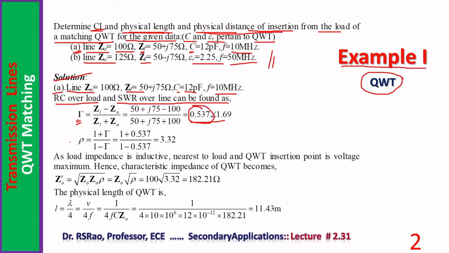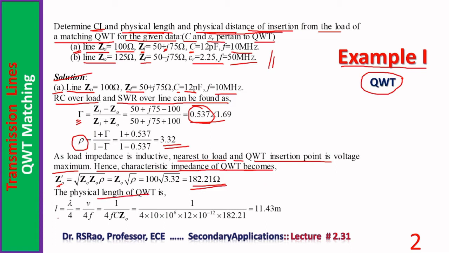From the magnitude, one can find rho equals 1 plus gamma by 1 minus gamma. It comes out 3.32. How do we know the load impedance is inductive? Because it is plus. Load impedance is given, it is plus, therefore it is inductive. As load impedance is inductive, the point nearest to the load for QWT insertion is a voltage maximum. Hence, the characteristic impedance of the QWT, Z0 prime, is the square root of Z0 rho, so it is Z0 square root of rho. Substitution results in 182.21 ohms.